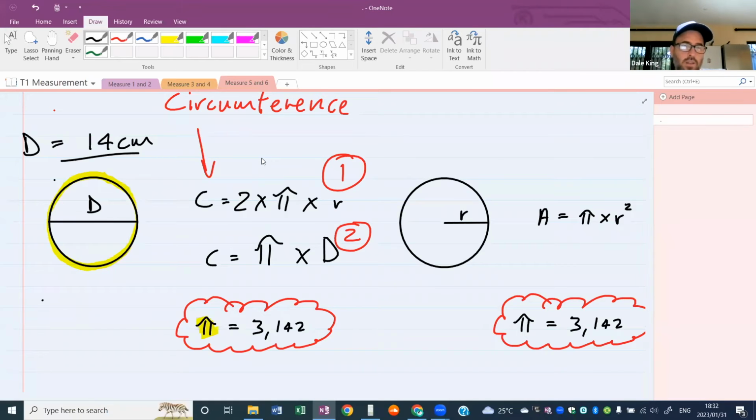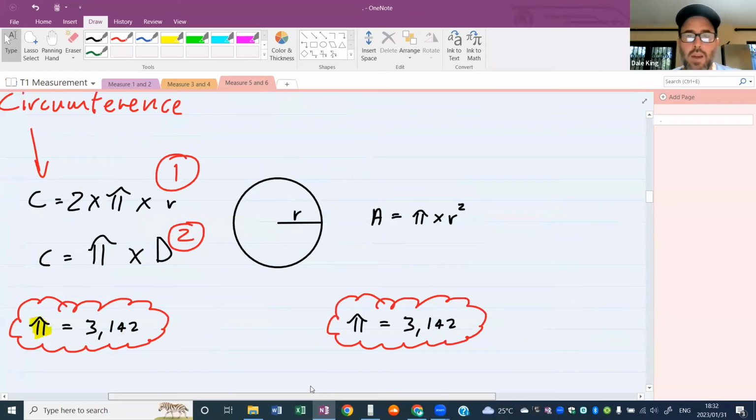So check what the question gives you and check what the question wants. Use what they give you or use what they ask of you. Pi has got no units. It's unitless. It's got nothing to do with the units in the answer. It's based on the dimensions, diameter or radius, that they give you in the question. I hope that answers your question, Sakila.